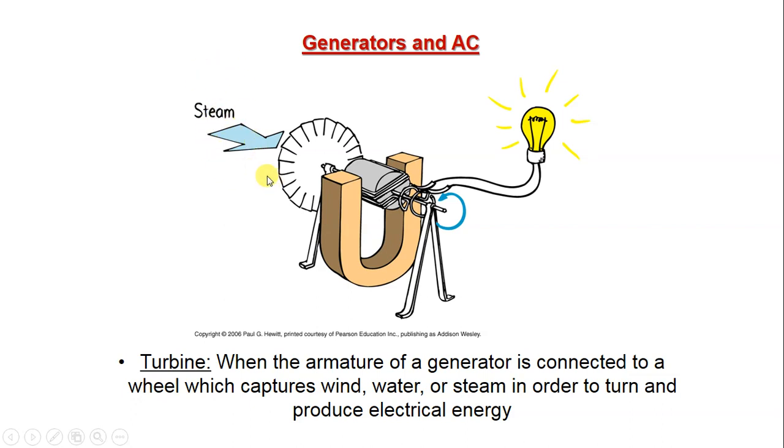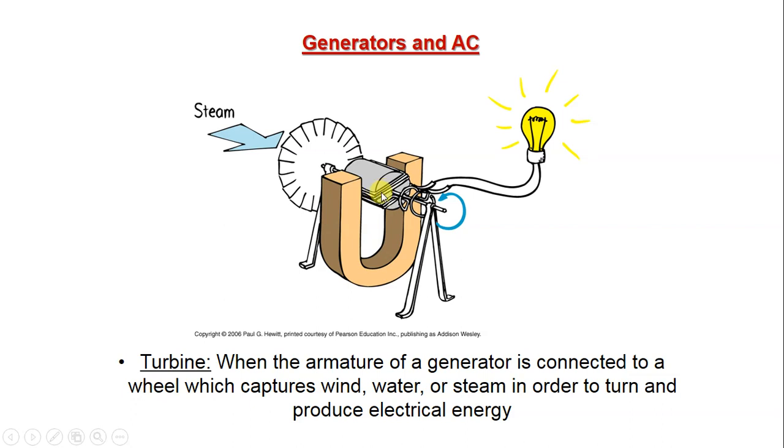For example, this steam turns the turbine, and then this turbine is connected to a core, which is wrapped by a coil of wire. This wire wrapped around a core is placed inside a magnet. So when it turns, the field lines of this magnet change. Therefore, the magnetic field changes. Therefore, the current is induced in this wire.